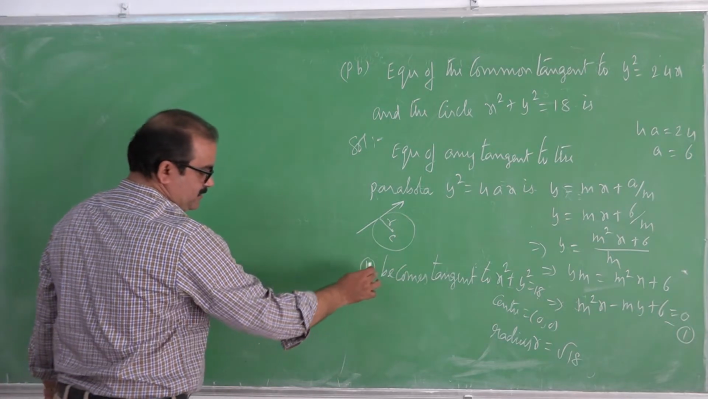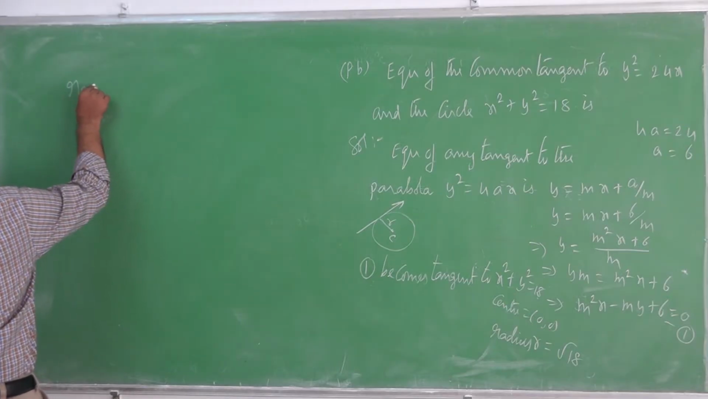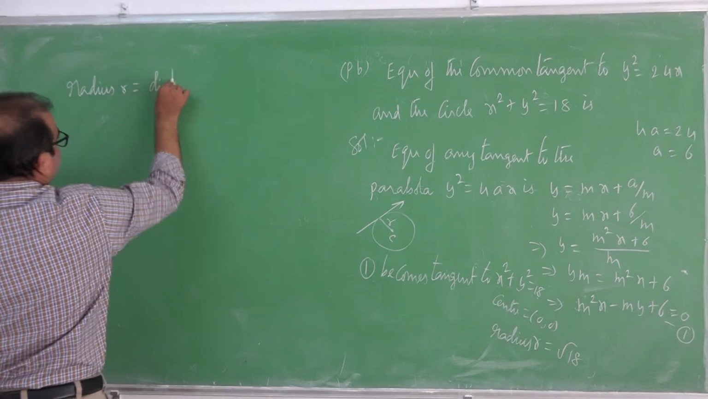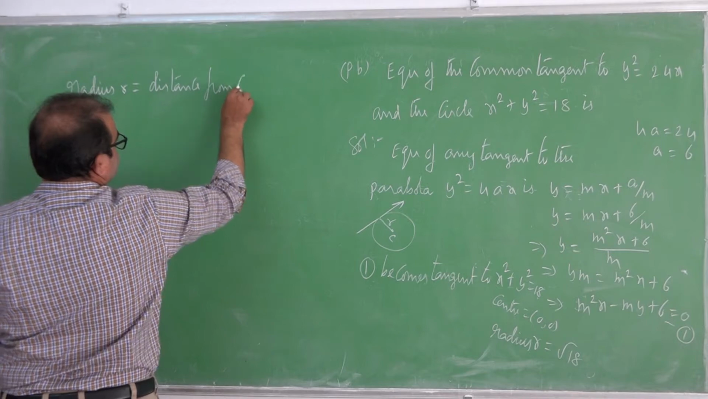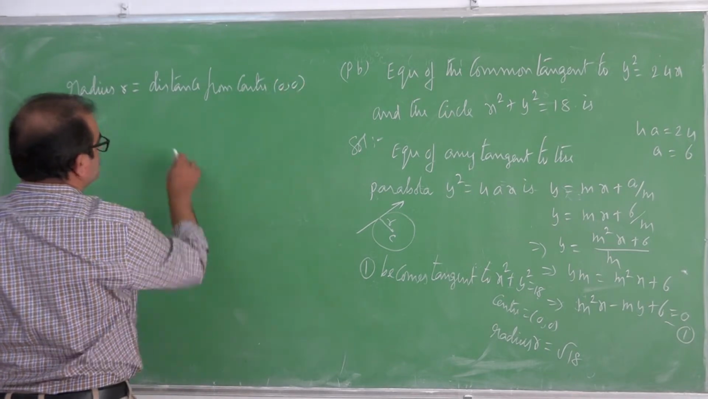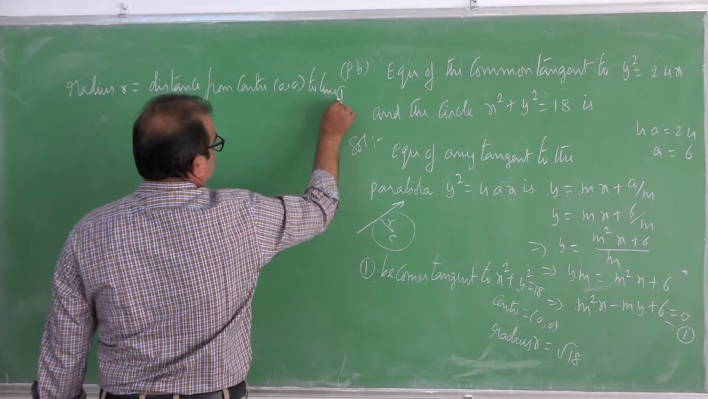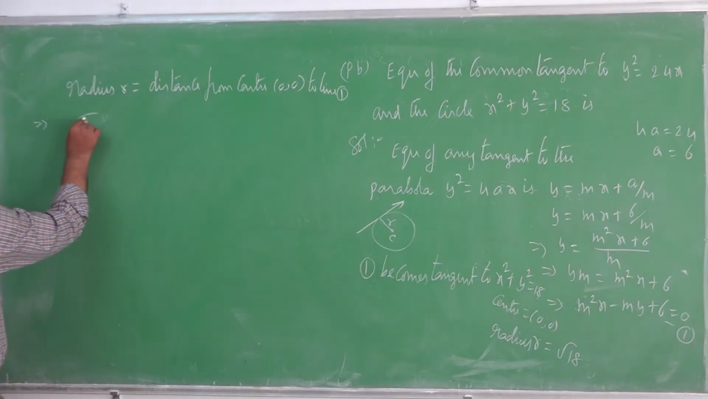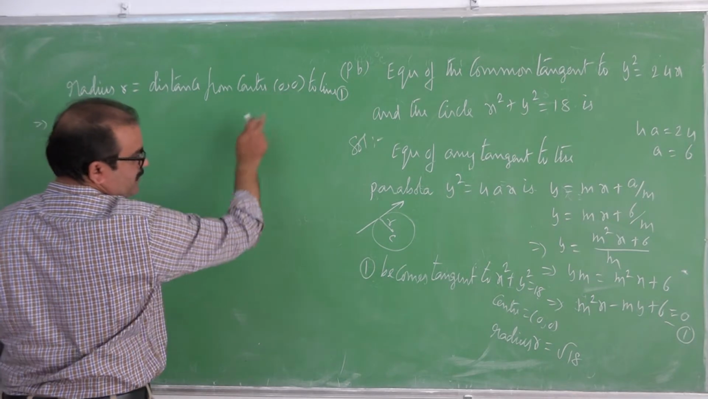Okay, when that line 1 becomes tangent to the circle, radius r is equal to the distance from the center. What is the center of that circle? 0, 0 to the line 1. What is the radius of the circle? Root 18 is equal to the distance from the origin to the line 1.